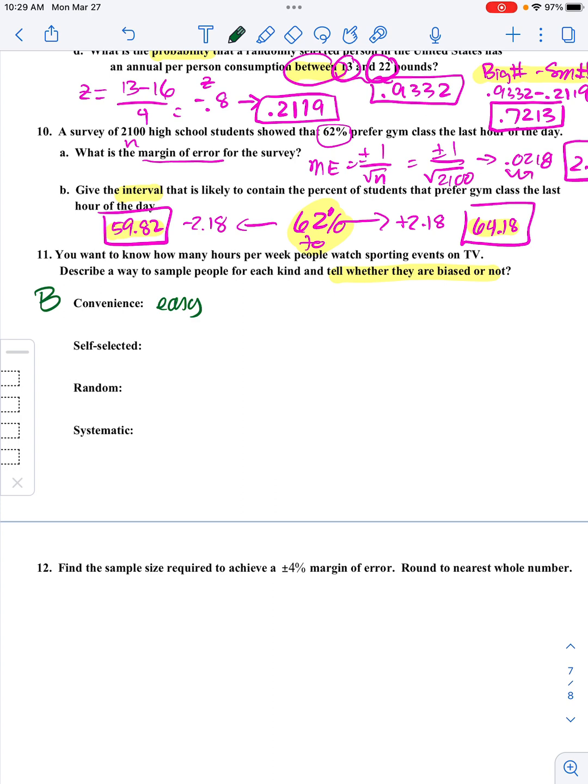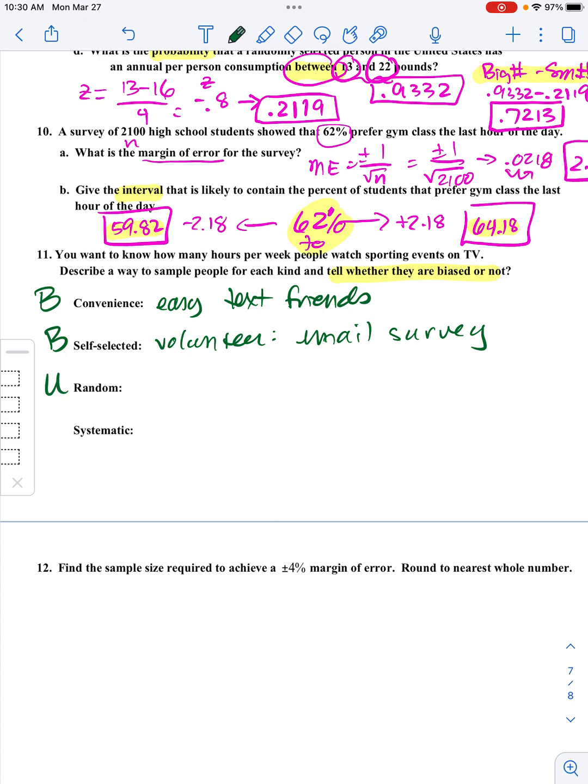So there's a ton of answers, but the answer you want to give is something that would be easy for you. Maybe you just text your friends and you're just going to ask them. Self-selected is always biased because that's the one where people volunteer. And so here you could send out a survey, like an email survey, something that people would have to respond to. But they don't have to respond, and so they choose to, and they probably will only respond if they care, so that's giving you bias.